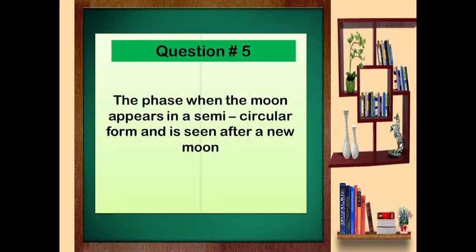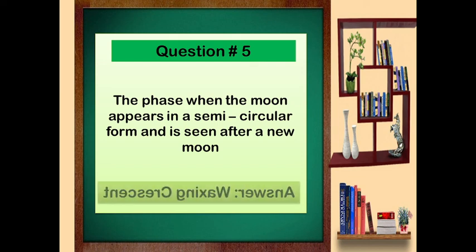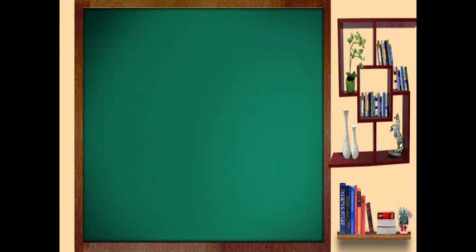Question number 5. The phase when the moon appears in a semicircular form and is seen after a new moon. May I request Loretta Garcia to answer this question. Very good. The answer is waxing crescent.